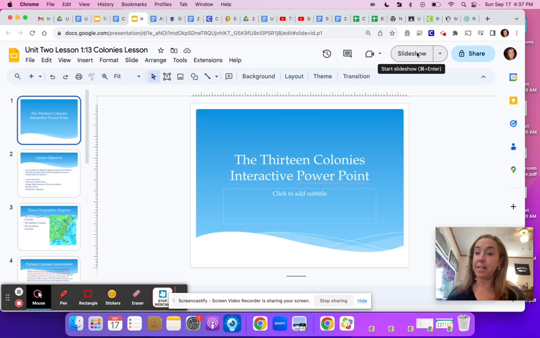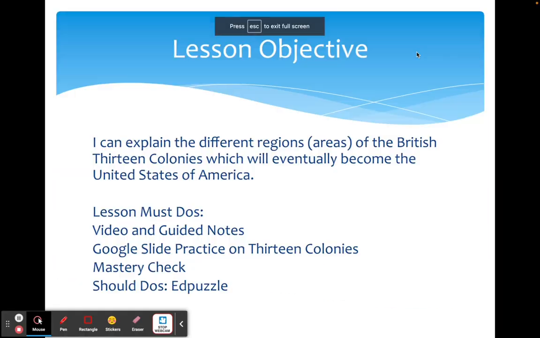become the United States. So we have your lesson objective for today. By the end of this lesson, you can explain the different areas or regions of the British 13 colonies, and this is what will eventually become the United States of America after the American Revolution.